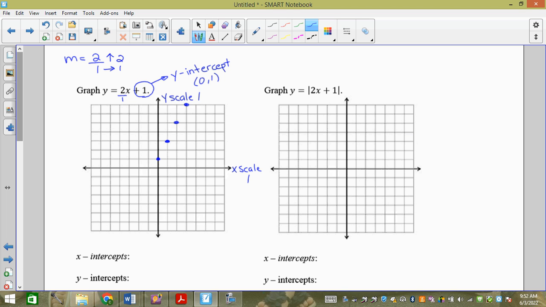Then I told you we can do the complete opposite and we'll still land on it, right? Because negative 2 divided by negative 1 is positive 2. So instead of going up to right 1, we're going to go down to left 1. And we know we did it right if it continues to line up on the line. Down to left 1.